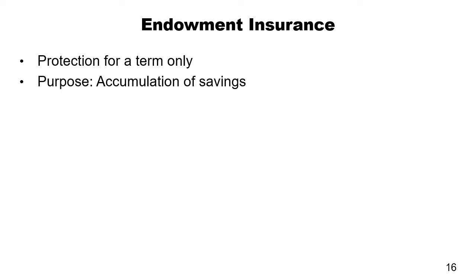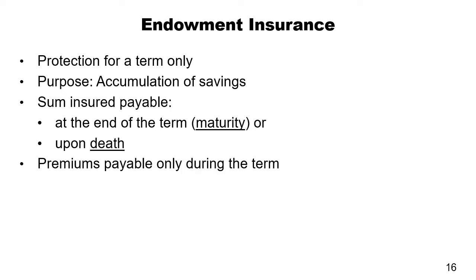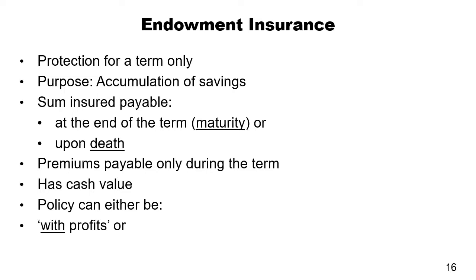Endowment insurance is protection for a term only. The purpose is accumulation of savings. The sum insured is payable at the end of the term or upon death. Premiums are payable only during the term period. It has a cash value. Policy can either be with profits or without profits.